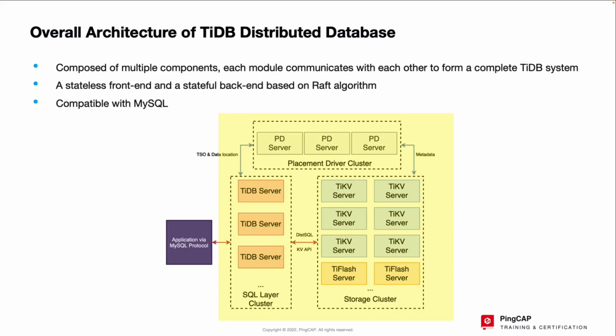The number of TiDB servers does not have to be equal to the number of TiKV servers and does not have to be equal to the number of PD servers. For example, you can have 2 TiDB servers, 3 PD servers, and 6 TiKV servers.